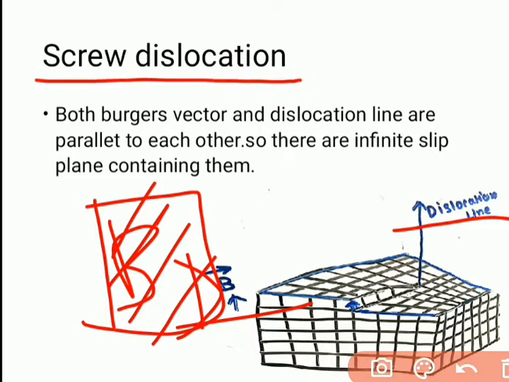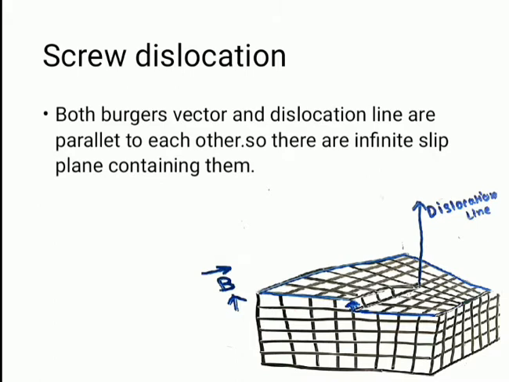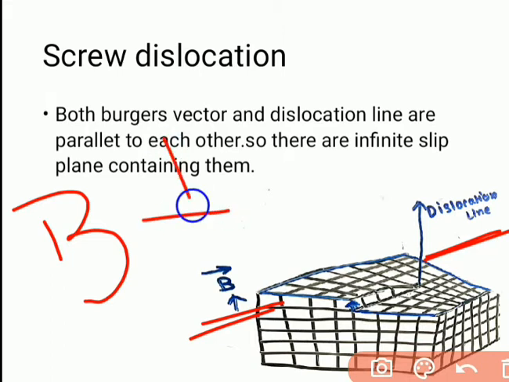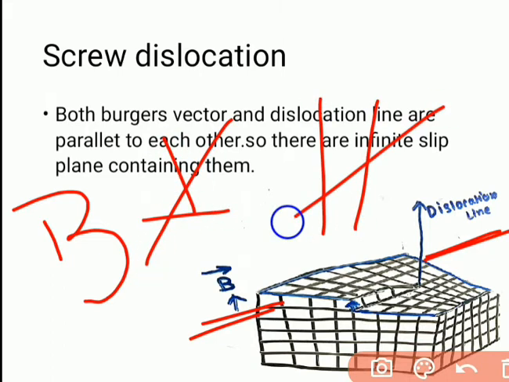The last dislocation is mixed dislocation. In mixed dislocation, Burgers vector and dislocation line are neither parallel nor perpendicular. So this is our mixed dislocation.